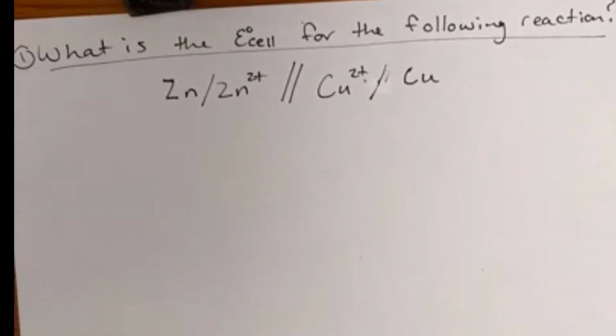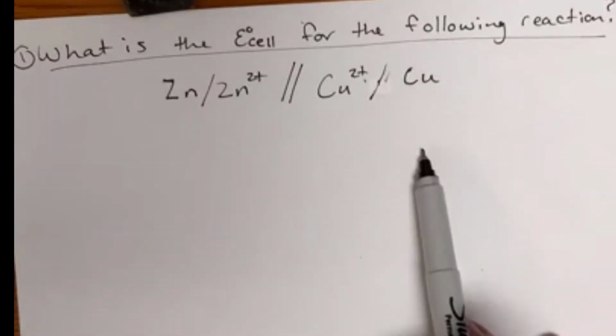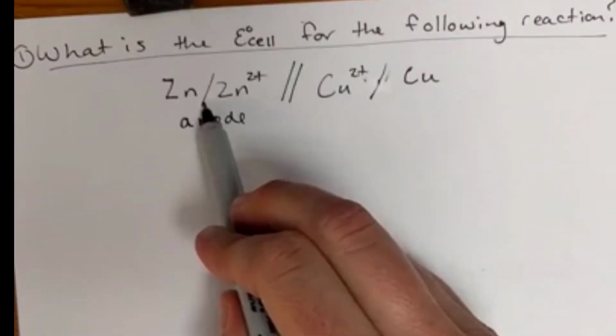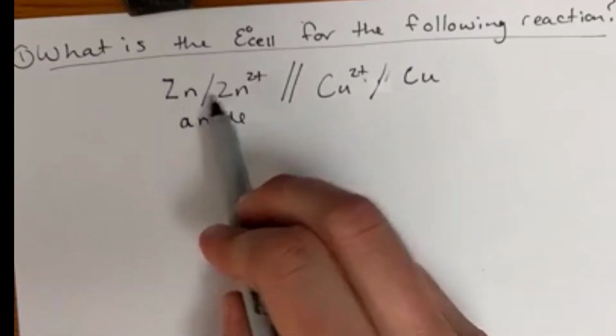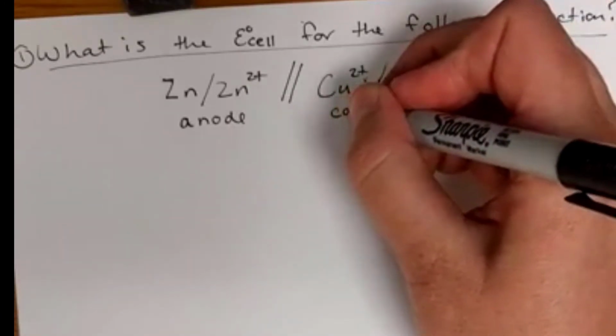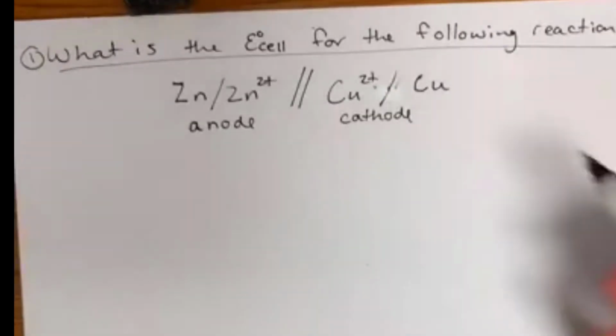So the first thing is, what is the E cell for this following reaction? First of all, what we've got here is this line notation that we talked about briefly. The way these are always set up is that you have your anode written first. Remember, the single lines represent a phase change, so you go from a solid to aqueous. This double line represents your salt bridge. It's also what separates your anode from your cathode. But you always, just by convention, write your anode first, then your cathode.